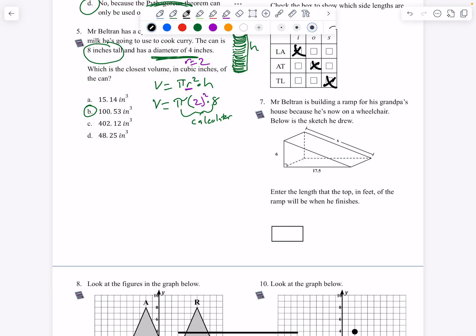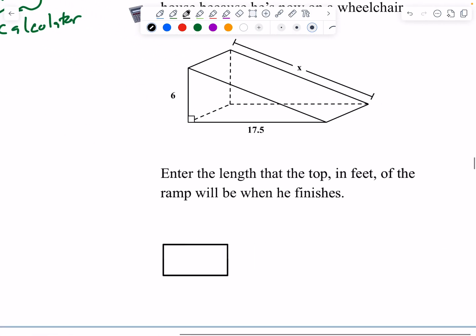All right, so Mr. Bertrand is building a ramp for his grandpa's house because he's now in a wheelchair. Pobrecito. Yeah, I had to do this for him. Below is a sketch that he drew. Enter the length of the top in feet of the ramp when he finishes. So in other words, that x is also right here.